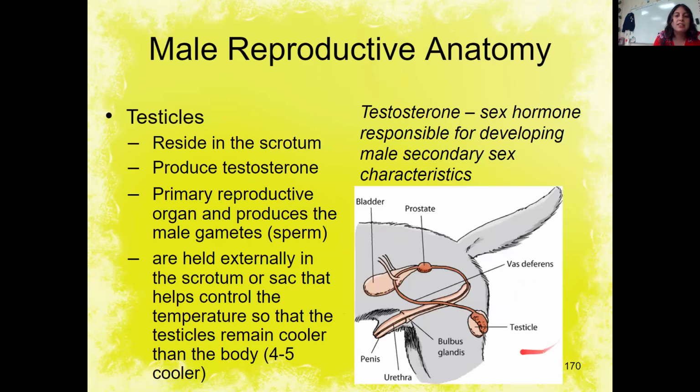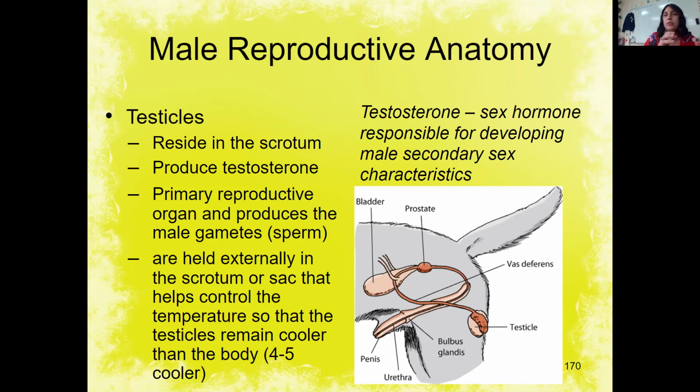Inside of the scrotum is the testicles. So this little kind of kidney bean shaped thing right here in the middle, that's the testicle. Male animals have two testicles. They live in the scrotum, and their job is to produce testosterone and sperm. Testosterone is the male sex hormone that is responsible for giving male animals those male characteristics.